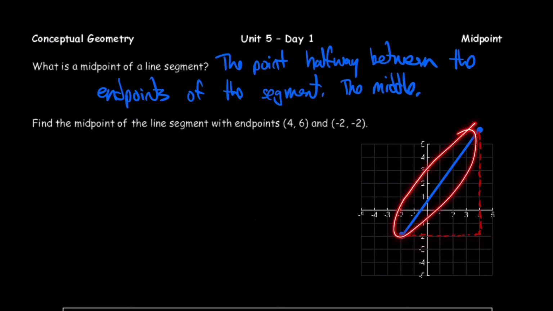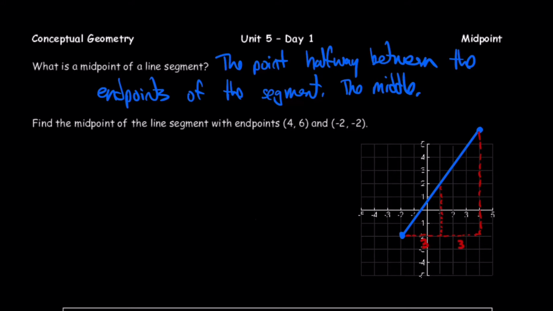Can't really count blocks when we're going diagonal. So the length of this side is 6. Half of 6 is 3. So 1, 2, 3. This is the middle. All right, so let me sketch that going up here, because I'd divide this into 3 and 3.